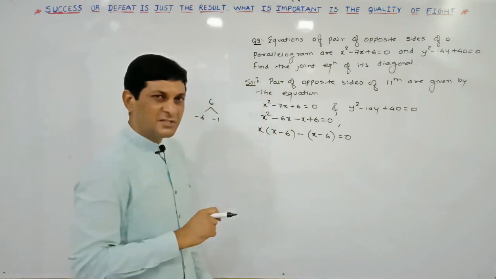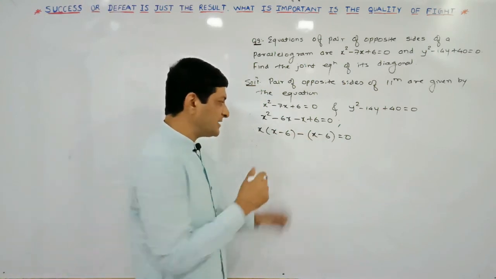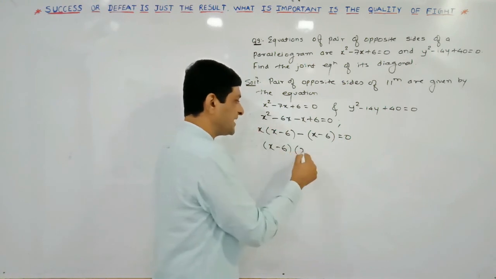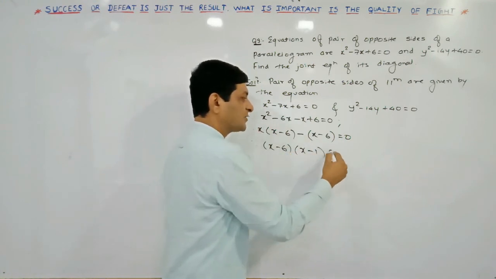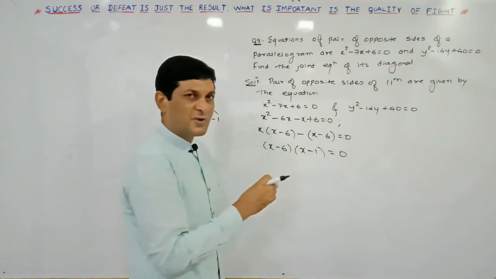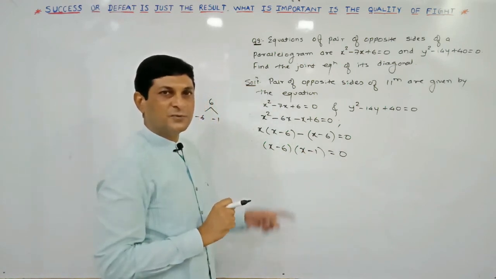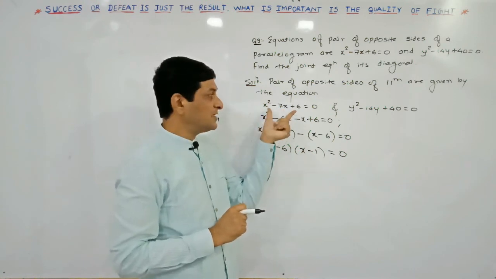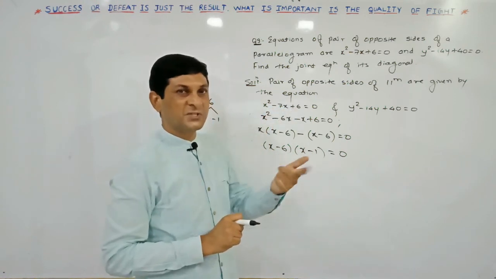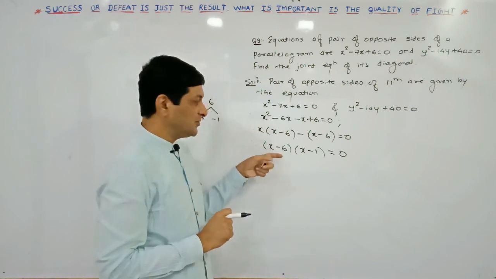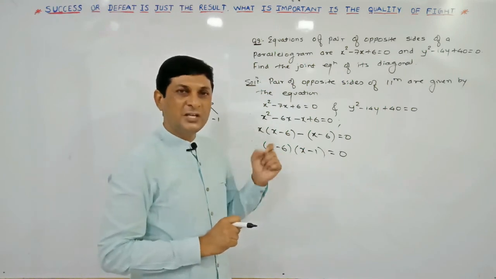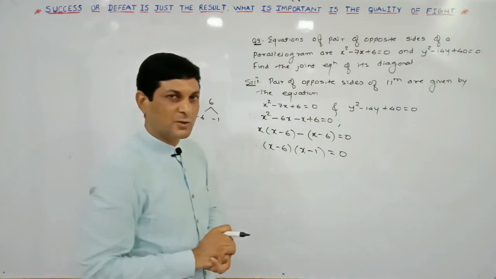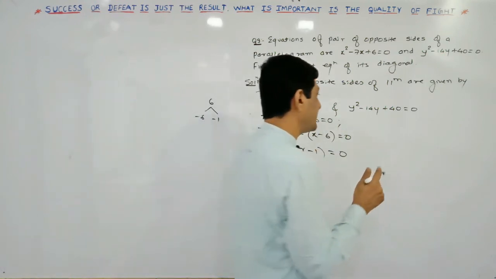Again, if you observe these two terms, if we are taking x minus 6 common, let us see what we will get. X minus 6 common, so here the remaining term is x, and here the remaining term is minus 1, is equal to 0. In this way we have got the two factors of the first equation, but what does this equation represent? Opposite sides of a parallelogram. In short, we have got the equations of one pair of opposite sides of the parallelogram. Now let us simplify the second equation.